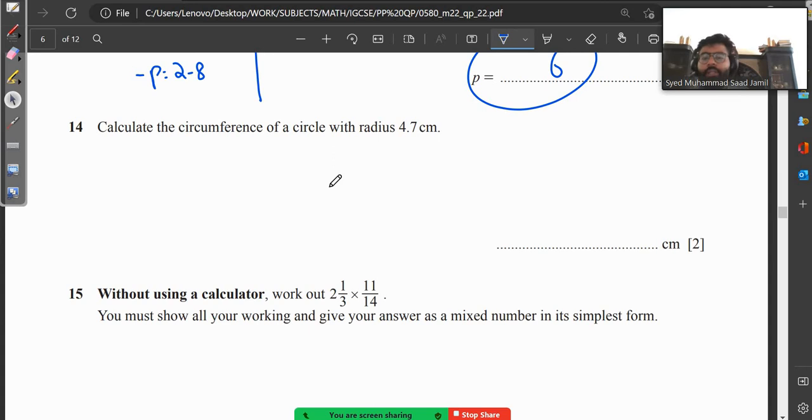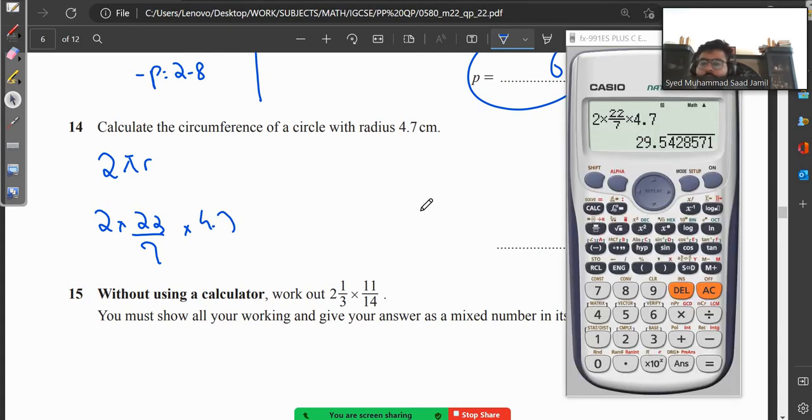Question 14. Calculate the circumference of a circle with radius 4.7. The formula for circumference is 2 pi r. You just do 2 multiplied by 22 upon 7 multiplied by 4.7. The answer turns out to be 29.5.